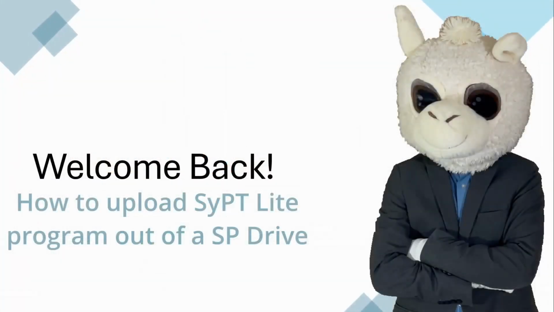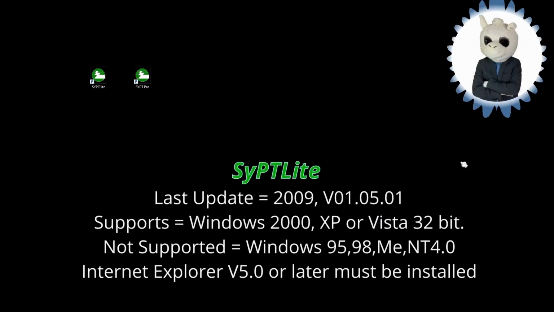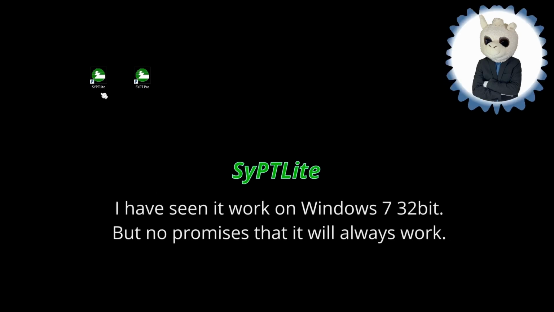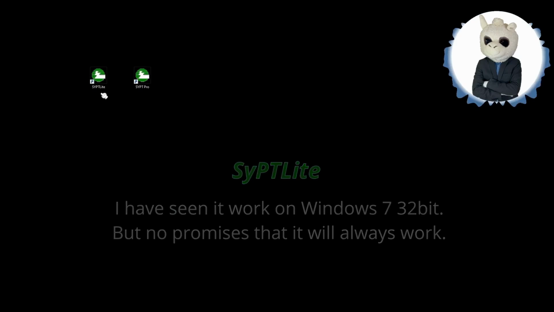So I have two pieces of software here that I'm going to show you today. The question was about using SyPT-Lite, and the problem you're going to find is that unless you have an older computer running Vista 32-bit or older, then this piece of software will work for you. If you're using Windows 10 or Windows 11, SyPT-Lite is more than likely not going to work on your computer. That's because the last time that was updated was in 2009. I'm going to show you what it looks like when you have the problem on Windows 10.